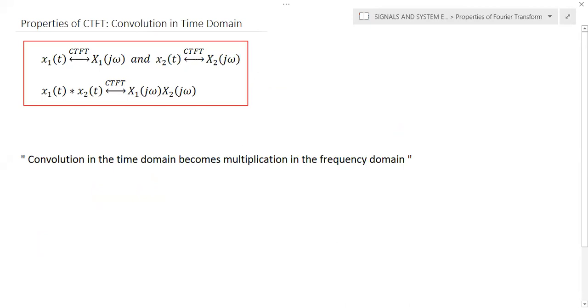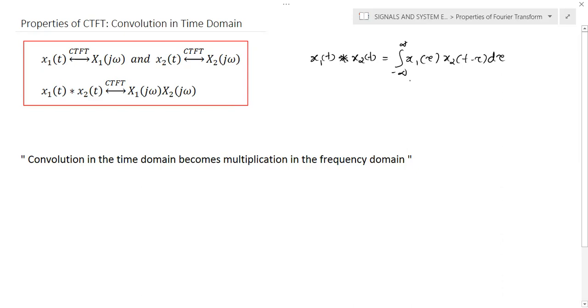For the convolution theorem, we can represent the convolution of two signals, for example, x1 of t convolution x2 of t. It can be expressed as integral minus infinity to infinity x1 of tau into x2 of t minus tau d tau. So the convolution integral equation we can expand like this: integral minus infinity to infinity x1 of tau into x2 of t minus tau d tau.